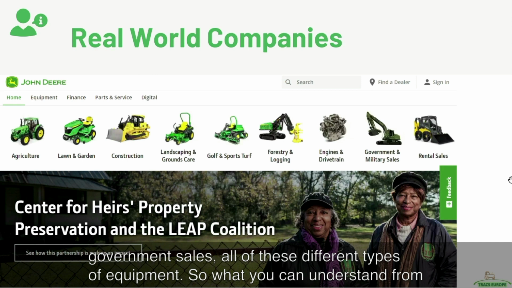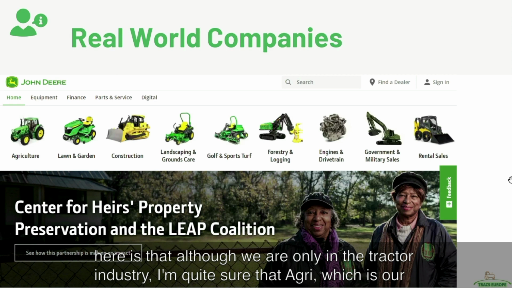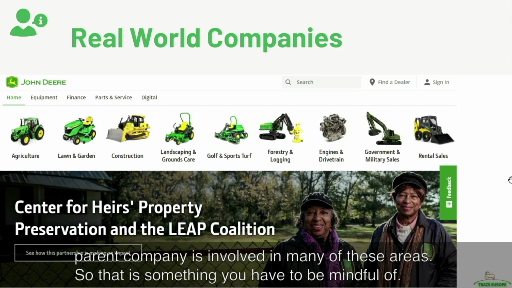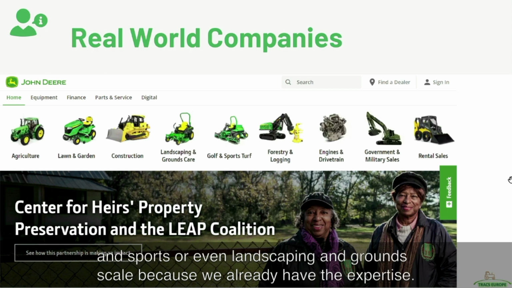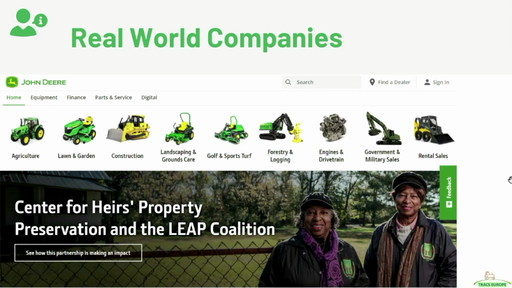So what you can understand from here is that although we are only in the tractor industry, I'm quite sure that Agri, which is our parent company, is involved in many of these areas. So that is something you have to be mindful of. However, Tracks Europe can easily enter a market like lawn and garden, or golf and sports stuff, or even landscaping and grounds care, because we already have the expertise.